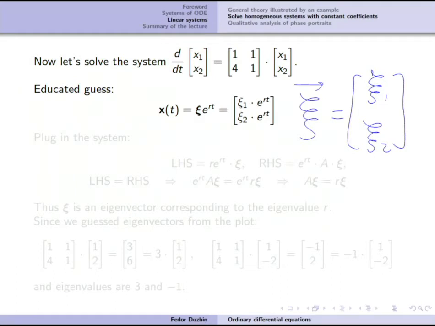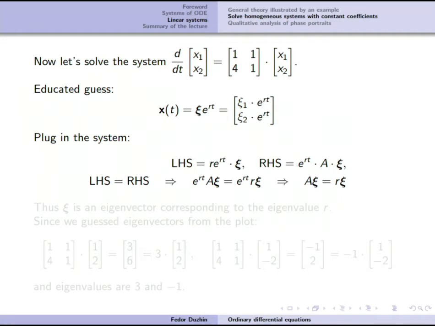So suppose that it is a solution. Then we are going to plug it into the system. Notice that when you plug it into the system, in the left-hand side we have e to the rt, and in the right-hand side we also have e to the rt. So this cancels out, and I hope you recognize this equation from linear algebra 2. That is an equation from the definition of an eigenvalue. So this equation tells us that xi is an eigenvector corresponding to the eigenvalue r.